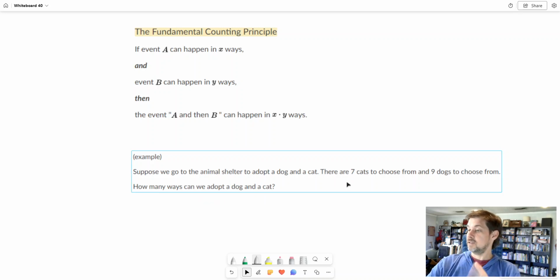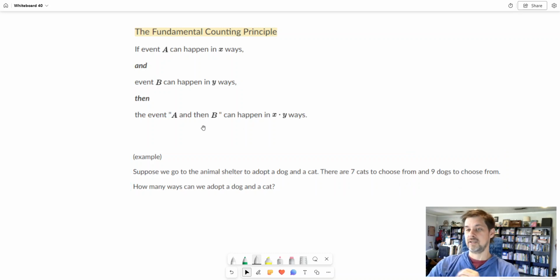So we have to do these things in succession here. There are 7 cats, and we have to choose a cat. And then we have to choose a dog out of the 9 dogs. You see how one thing happens and there are so many ways that can happen, and then another thing happens and there are so many ways that can happen. And we want to figure out how many ways the combined event can happen: getting a dog, getting a cat. So that's essentially when we use it.